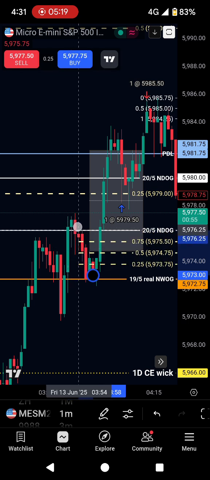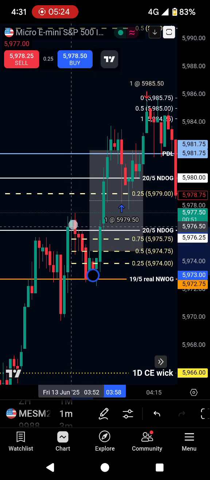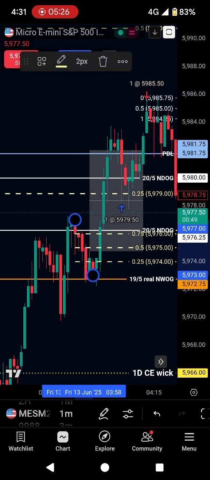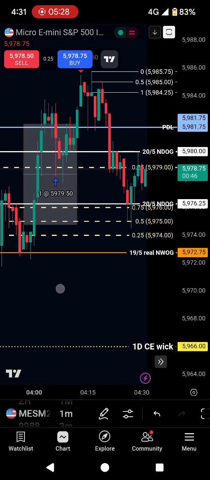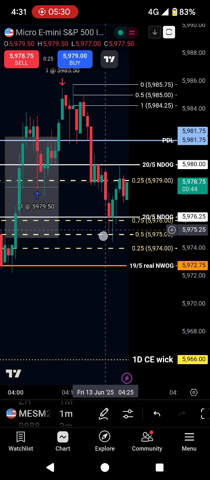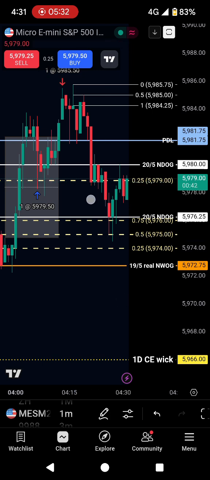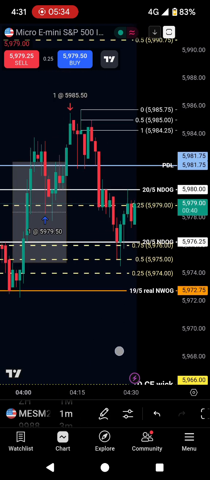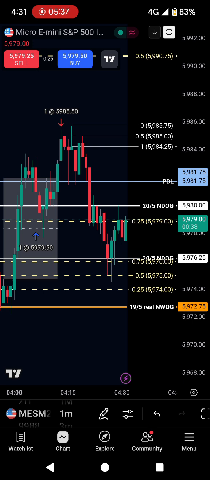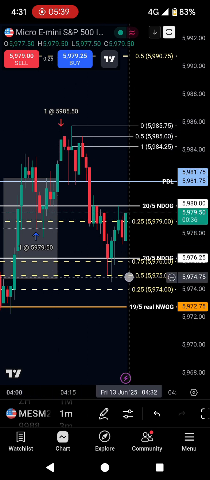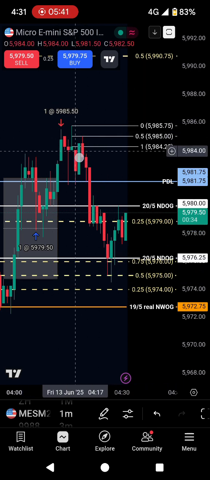Okay, high of the bodies here, high of the bodies here. So as you can see, came to mean of it beautifully, bodies holding inside the 20 May end dog lows. But yeah, this will be just a nice easy bread and butter scalp, man.